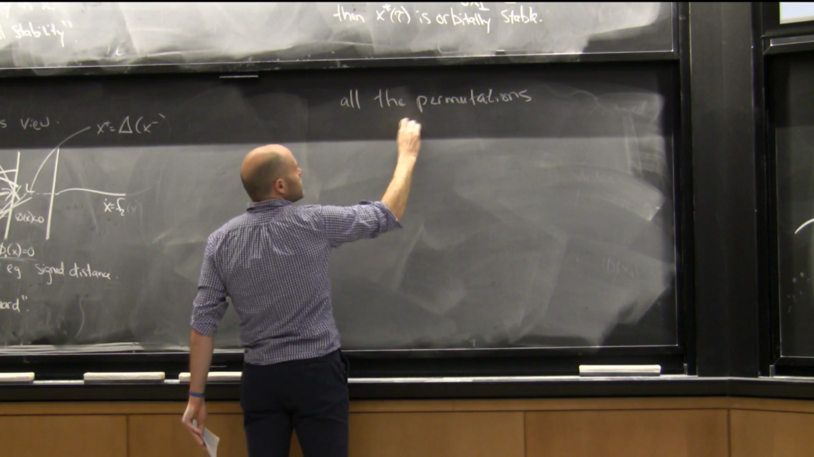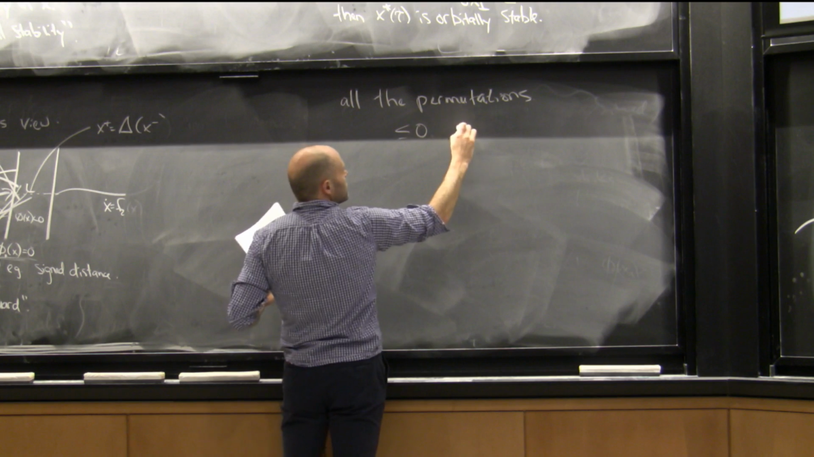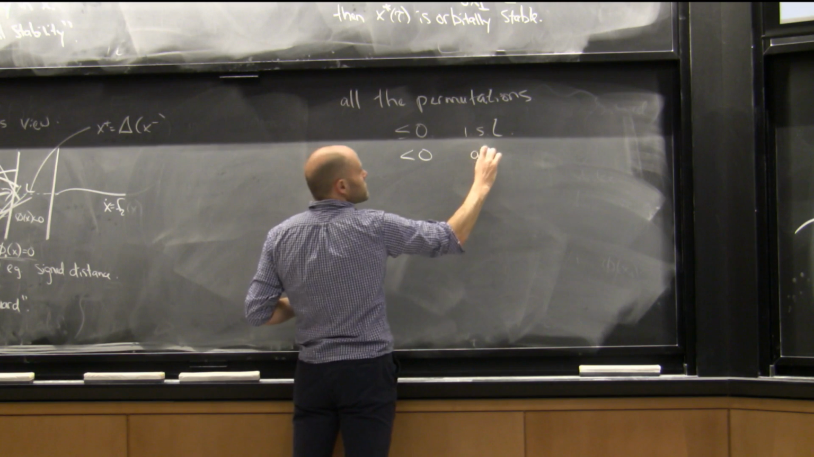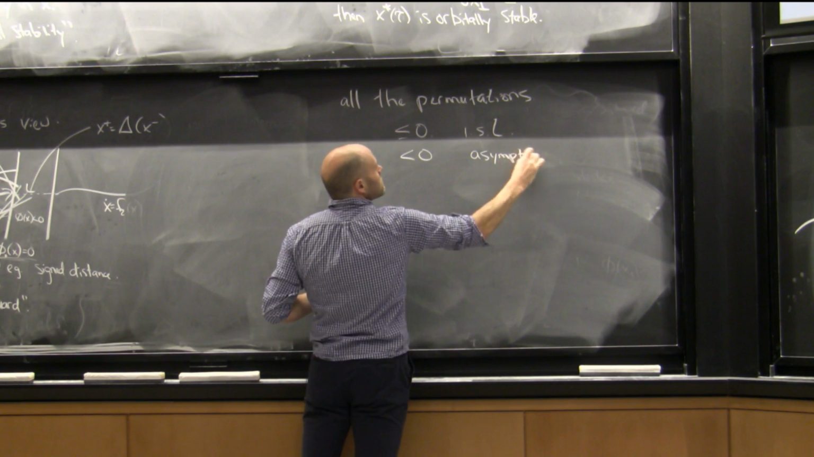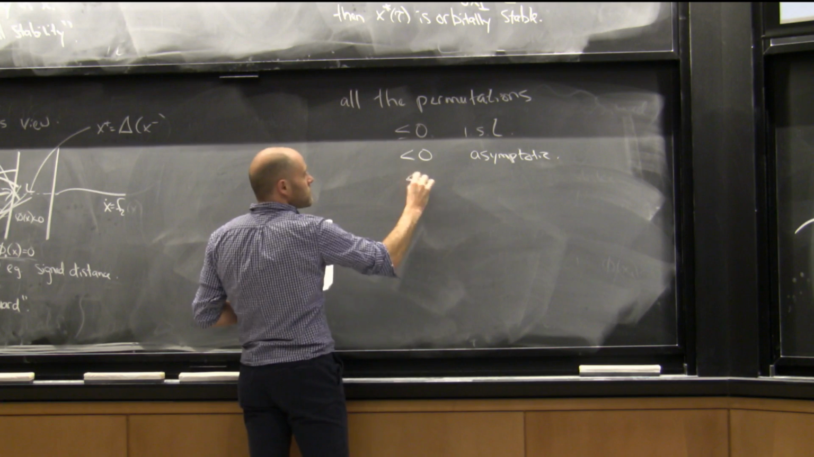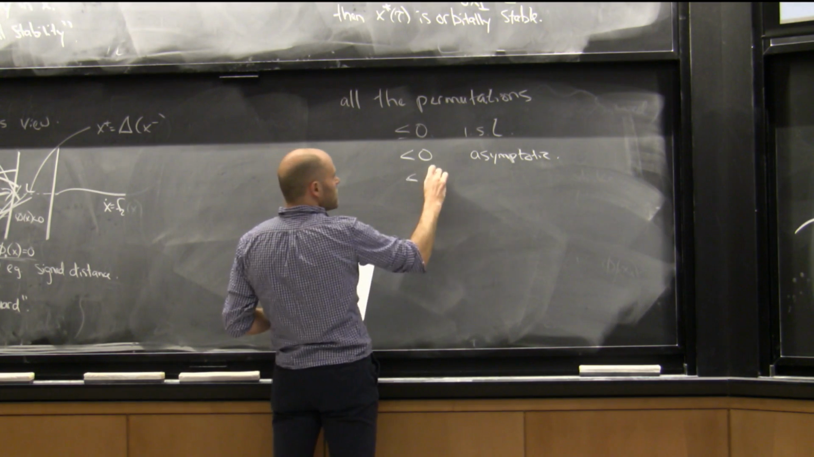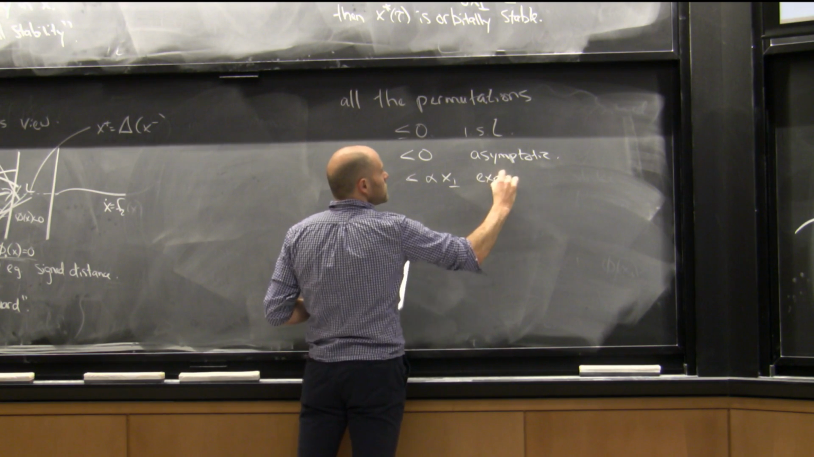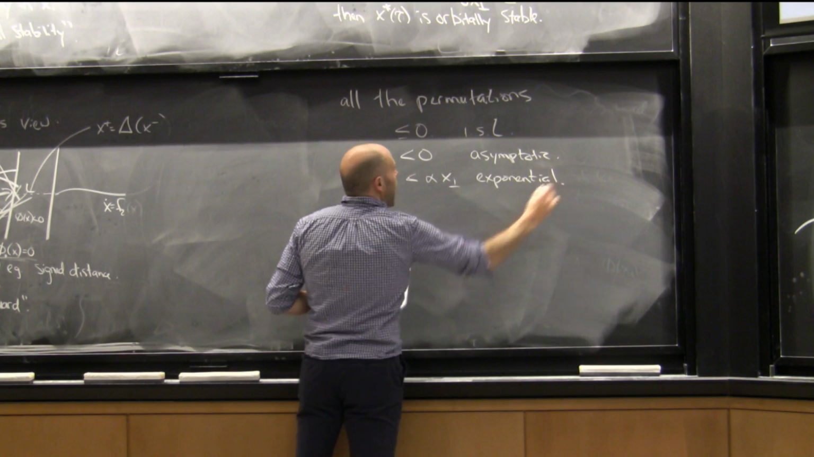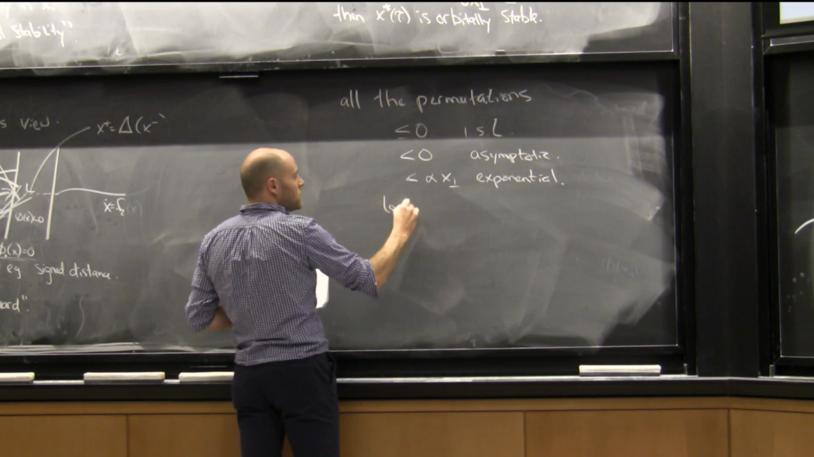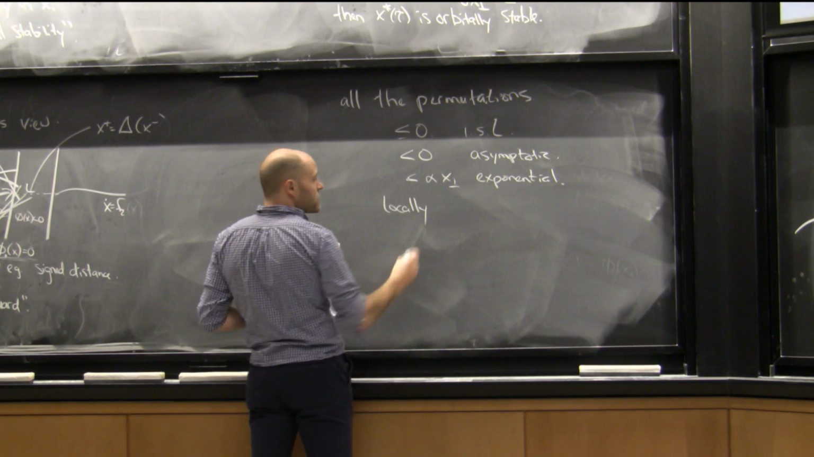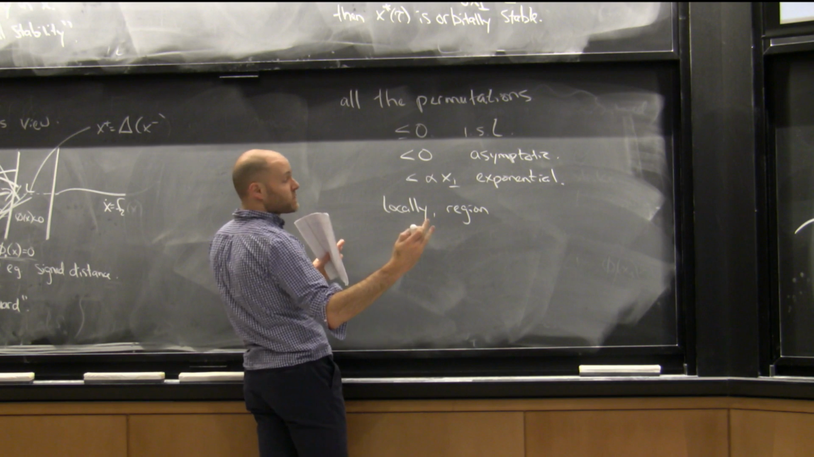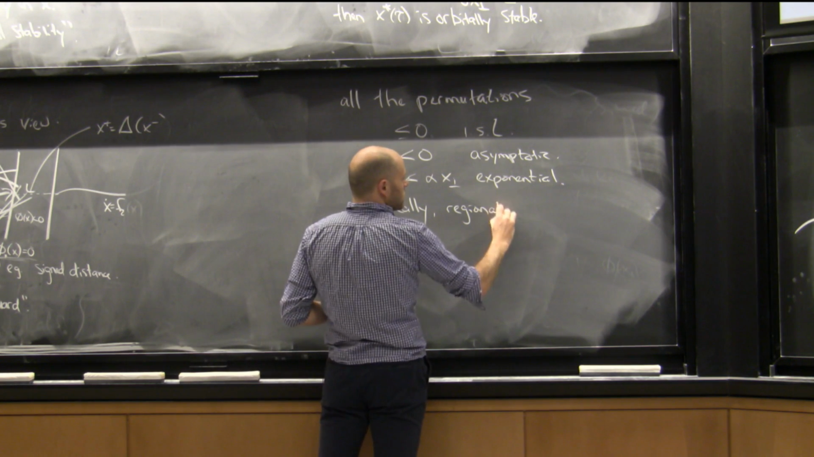If you have only less than or equal to 0, you can have stable in the sense of ISL. If you have strictly less than 0, you can have asymptotic. If you have less than some alpha times x perp, you can have exponential. And you can have this over locally, based on, for instance, the linearization, regionally, you could find some set of x perps for which this is true, or global stability.